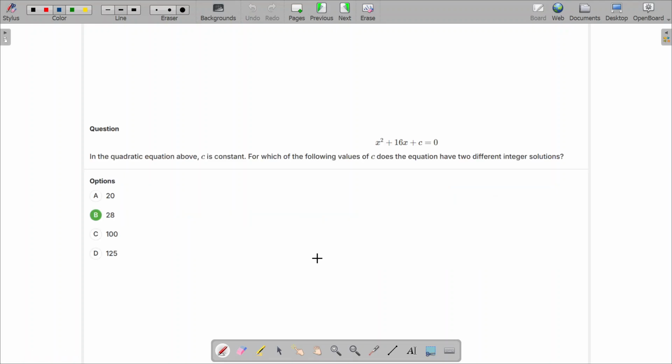Alright, next question. Let me first start, otherwise you'll get confused. Take 30 seconds to read the question. In the quadratic equation above, c is a constant. For which of the following values of c does the equation have two different integer solutions? So the equation is already given to you, which is x squared plus 16x plus c equals 0.